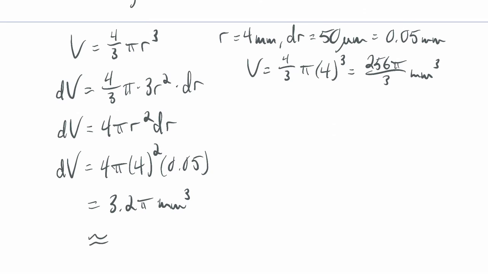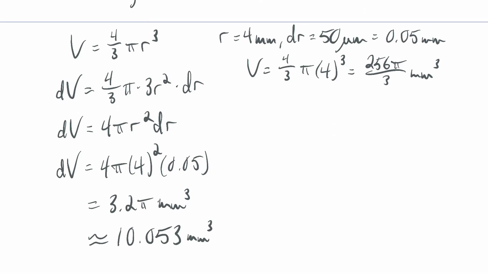We might want a decimal approximation. So I'll grab a calculator and do 3.2 pi. I get, let's keep 4 places, 10.0531. Well, 3 places is really enough, so 10.053, that's fine. Again, this is, of course, cubic millimeters.